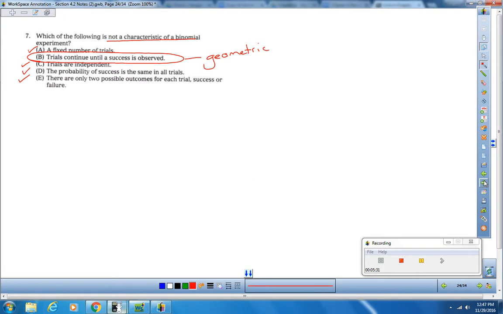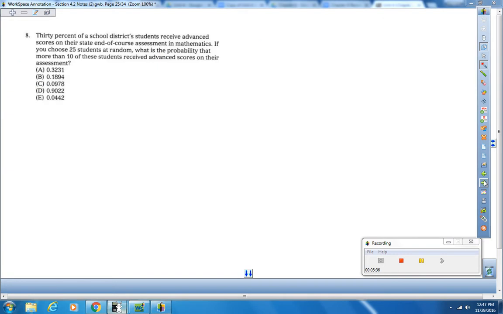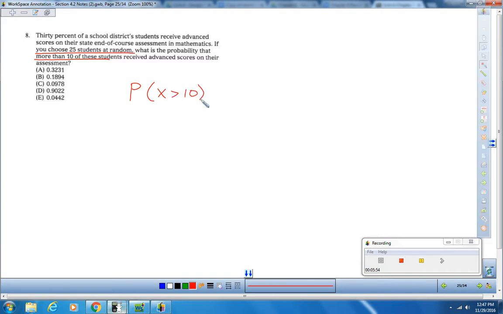Number 8. Well, I can see we're not clicking over again. There we go. 30% of a school district's students receive advanced scores in mathematics. If you choose 25 students at random, now notice, it's already telling us there's a fixed number of trials, 25 students at random. What's the probability that more than 10? So what I'm really looking for is the probability that x is greater than 10. This is a binomial because we have a fixed number of trials. The probability of success is the same for each student. The probability of success is 0.3.